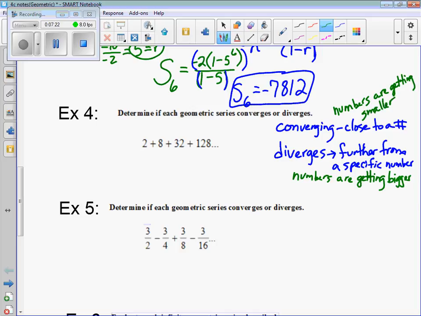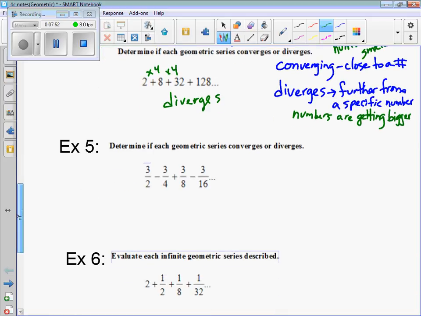So what we do, if you're looking here, this first one, example 4, goes 2, 8, 32, 128. Those numbers are getting bigger. From 2 to 8, it's times 4. The numbers are getting bigger and bigger and bigger. This would mean it diverges. Numbers get bigger and it goes away from a number. It won't add up to a number, it'll add up to infinity, which diverges.